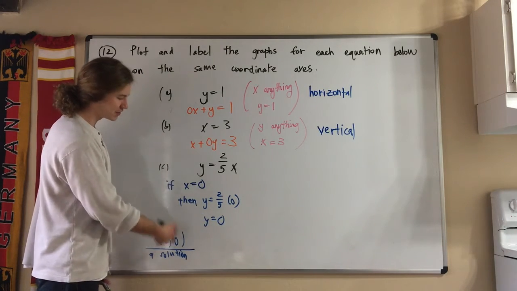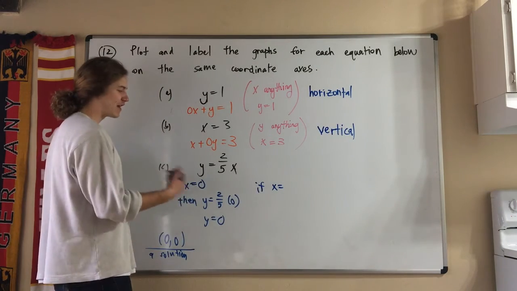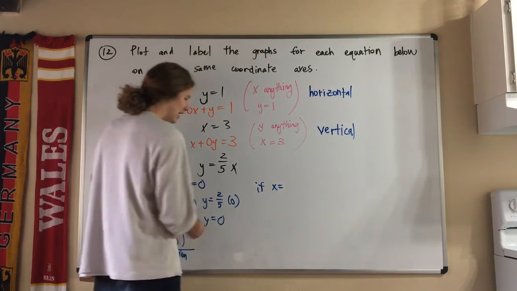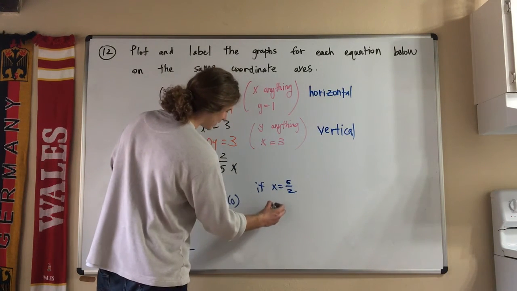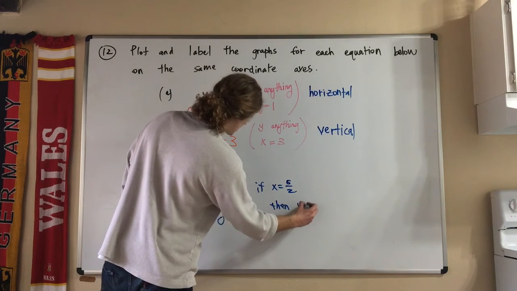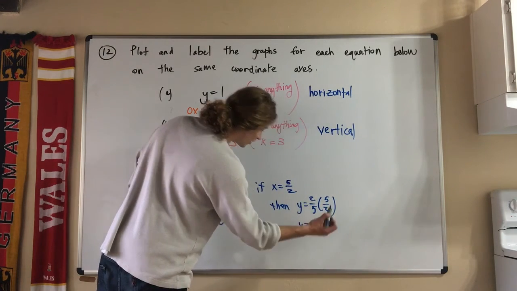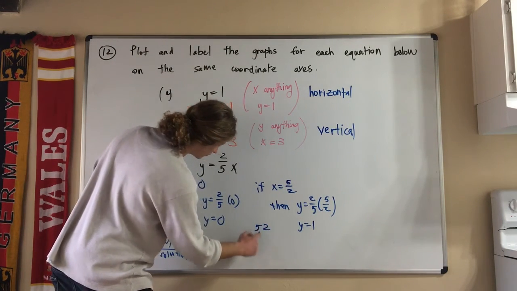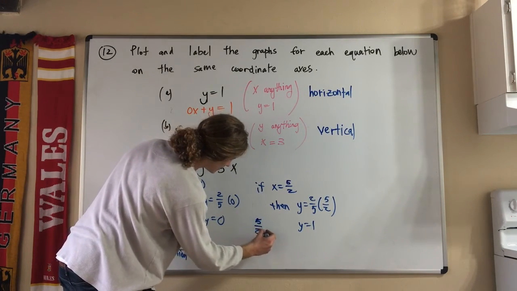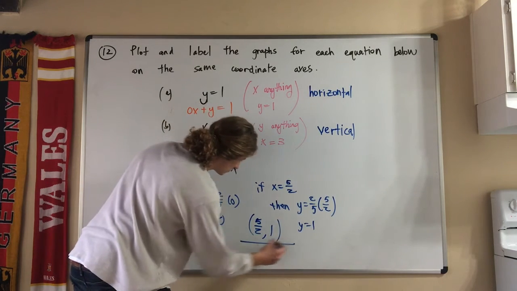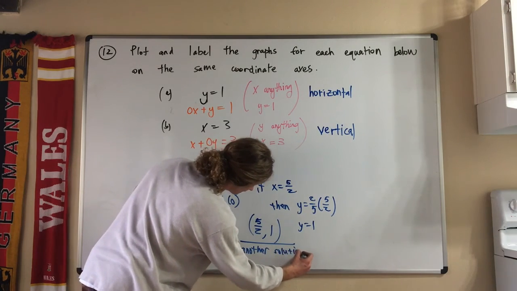So I chose one solution, let's find another solution. What if x equals 5/2? I told you I wanted to do 5/2. It would have been just as good as 1. Either way you could solve this. If x equals 5/2, then y equals 2/5 times 5/2, or y equals 1. So another solution is 5/2, comma 1. And again, that's just another solution.